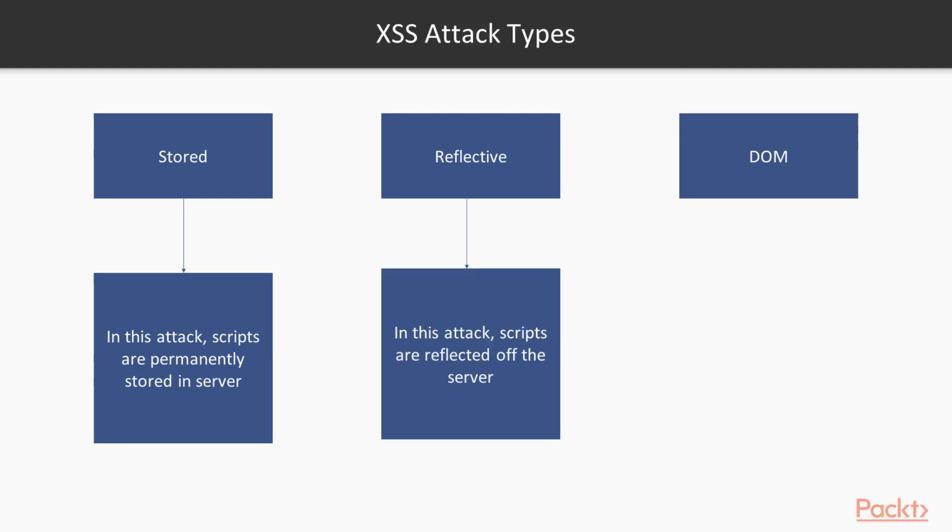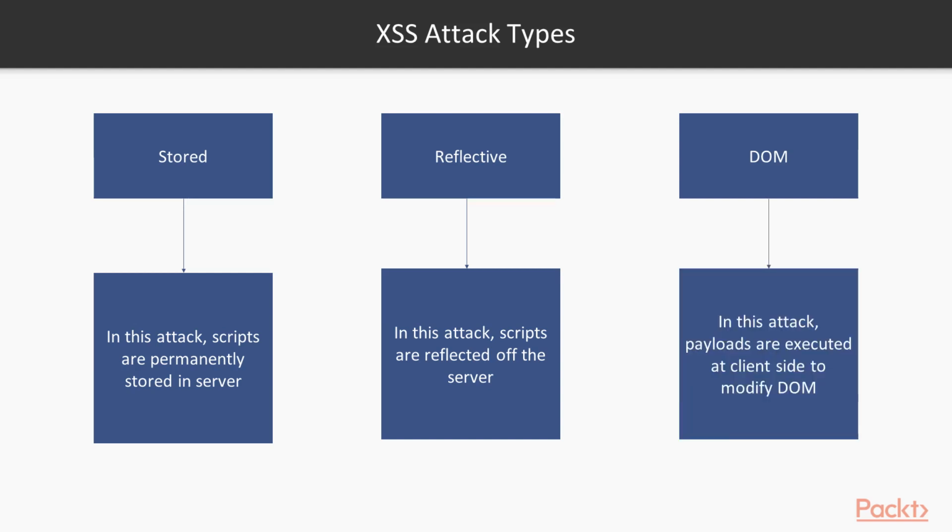Now if we talk about the reflective means, as the name defines, that in this attack the scripts are reflected off the server. For example, in the form of the messages or error messages from the server. So the messages should include the payloads that will execute in the browser of the customer. So that is called reflective. They are not permanent. DOM based, basically this is document object model. In this attack, basically this is client side attack, not the server side. So in this attack, payloads are executed at the client side and they can change the DOM environment easily. So these are the three types of XSS attacks available.